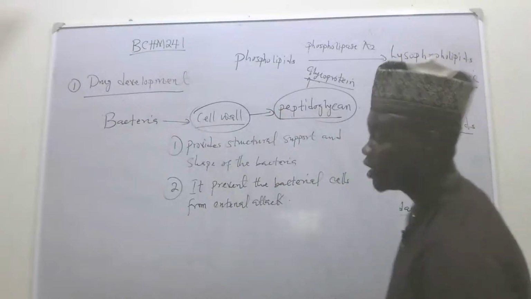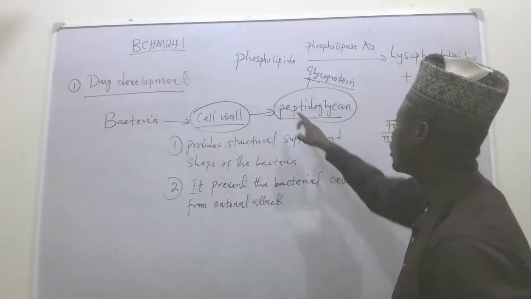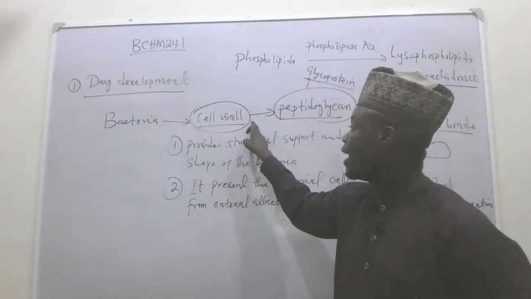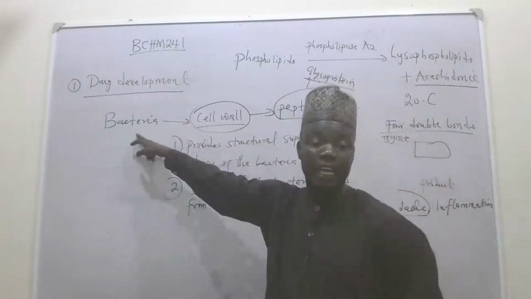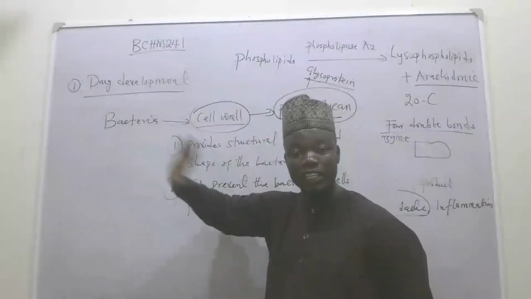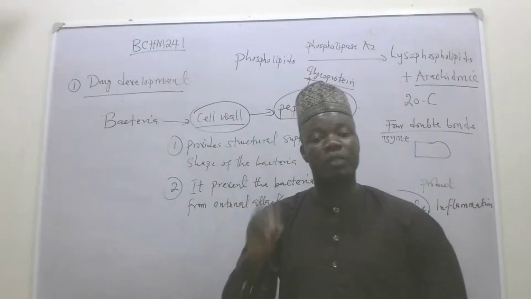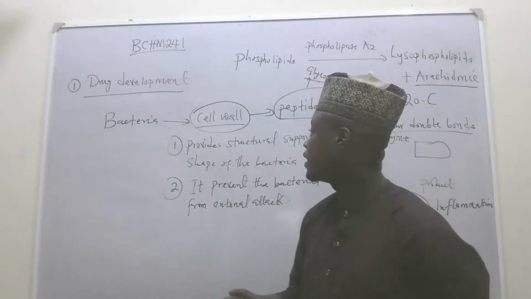So, ladies and gentlemen, I want to tell you something in terms of the architecture of the cell wall of bacteria. If there is no peptidoglycan, then there will be no cell wall. And if there is no cell wall, the bacteria will die. The bacteria will instantly die.